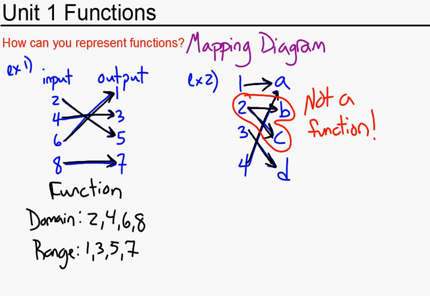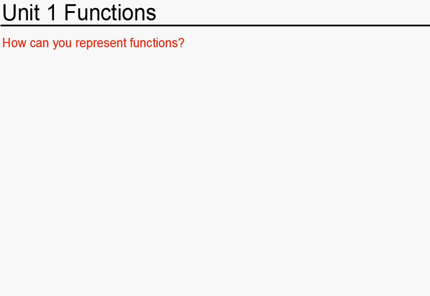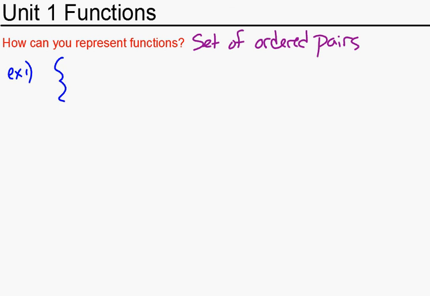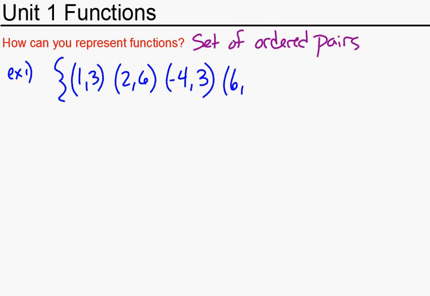Another way that I can represent functions is as a set of ordered pairs. Now, when I represent them as a set of ordered pairs, honestly, I think the most difficult part of this is drawing the little curly brace. And then I list out my ordered pairs. Let's say (1, 3), let's say (2, 6), (-4, 3), and (6, 1).